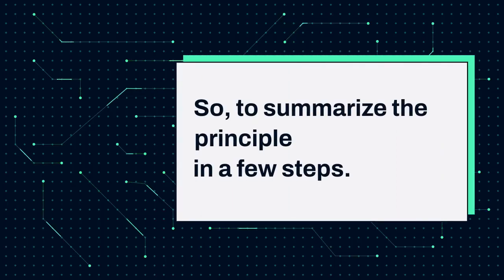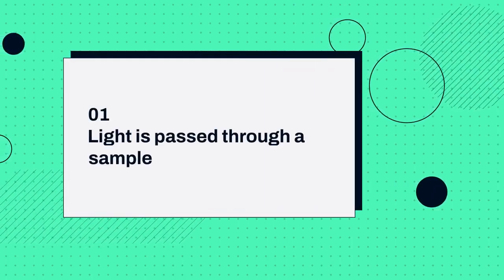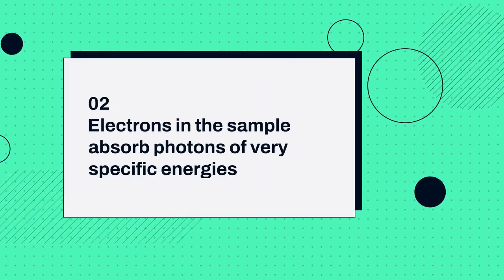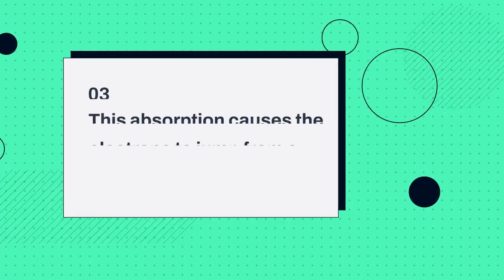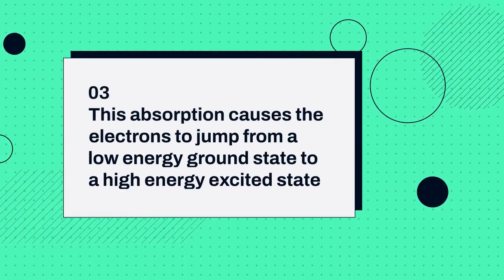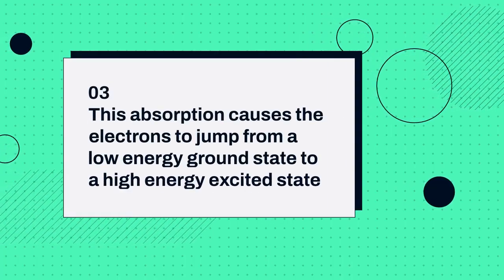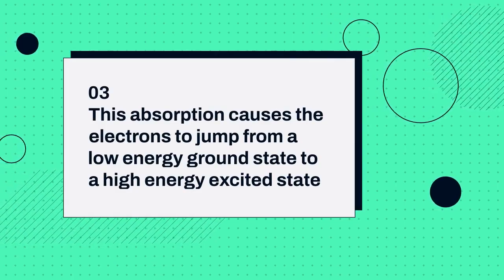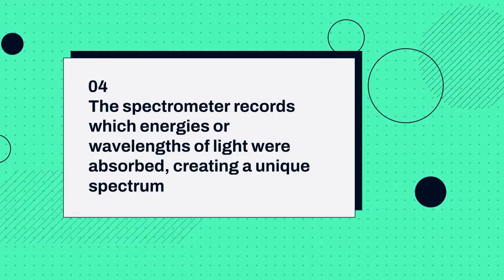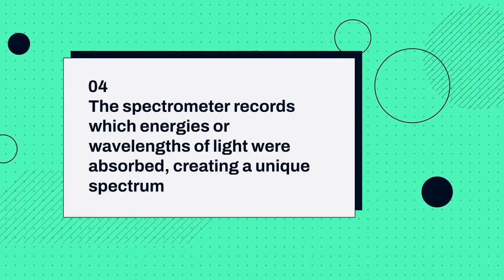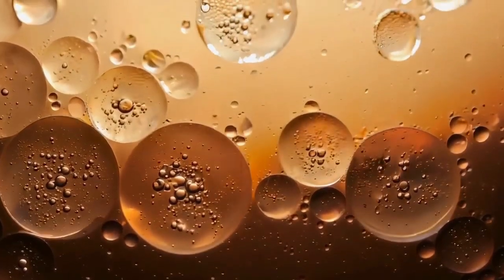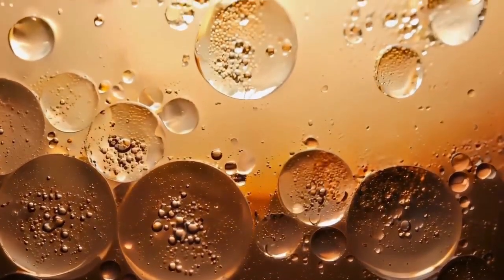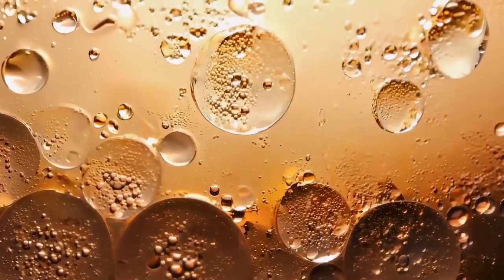So, to summarize the principle in a few steps, first, light is passed through a sample. Second, electrons in the sample absorb photons of very specific energies. Third, this absorption causes the electrons to jump from a low-energy ground state to a high-energy excited state. Finally, the spectrometer records which energies or wavelengths of light were absorbed, creating a unique spectrum. It's a beautifully simple yet powerful principle that opens a window into the hidden world of molecules.